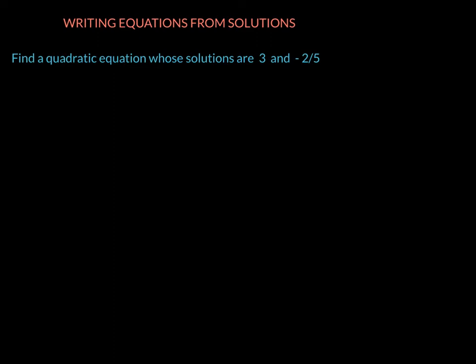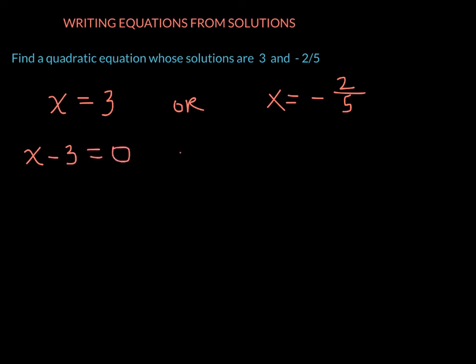So for example, find a quadratic equation whose solutions are 3 and negative 2/5. All right, they are telling us that your solutions are x is equal to 3 or x is equal to negative 2/5. So what you and I are going to do is work backwards and try to come up with the equation. Now, I'm going to subtract 3 from both sides and get this equation set equal to 0. Over here, I am going to add 2/5 to both sides so that I can set this equation equal to 0.